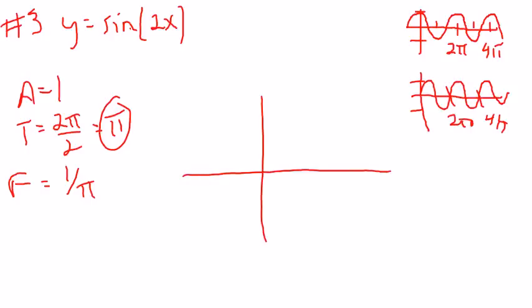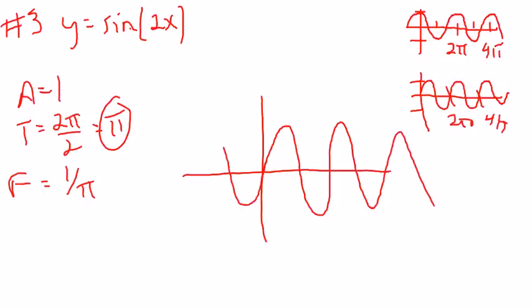Graph. Start here, go up, down, up, down, up, down. Do some negative stuff. Pi, that's a rotation, the period. Another pi, so that's 2 pi. And this is negative pi. Low point, negative 1. High point, 1. That's all. There's not much to that one.